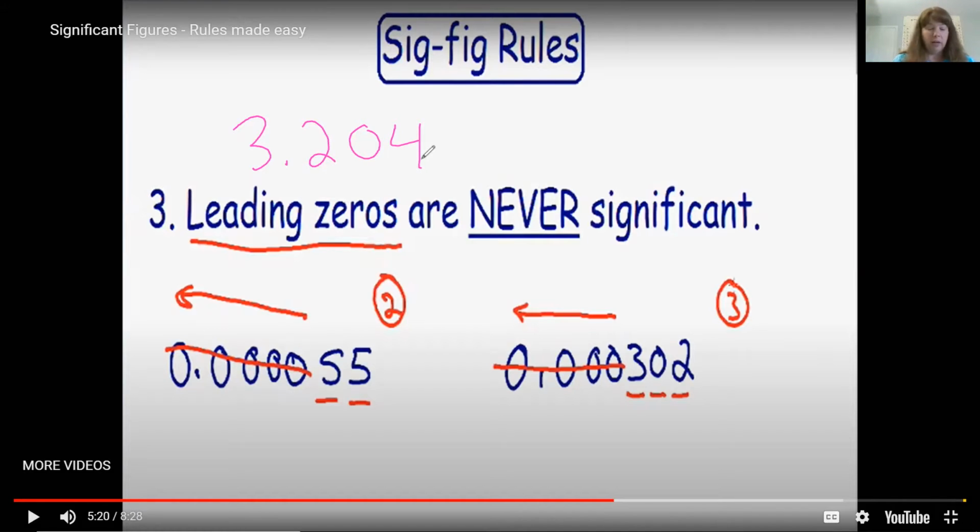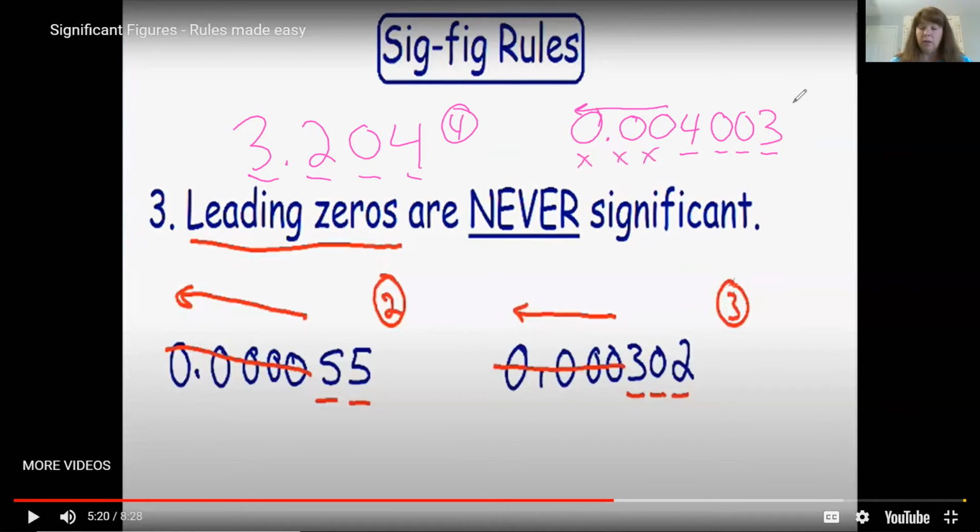Okay, so it is 4. We've got these non-zero digits, which are always significant, and then this one's between. So that is an in-between 0, so that gives us 4. Okay, good. Here's the next one. How many significant figures? Okay, good. So there are 4. Non-zero, non-zero. These 2 are sandwiched, so they both count. Here's our first non-zero digit, and all of these are in front, so they are considered leading, so they don't count. So we have 1, 2, 3, 4.